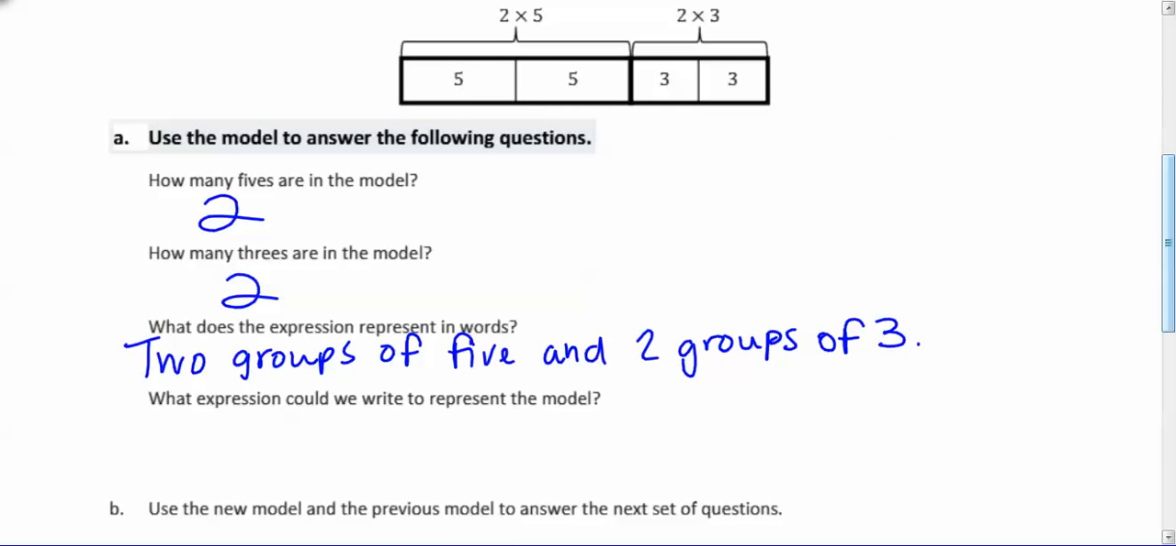What expression could we use to represent the model? So we talked about this before when we talked about how many groups of another number. What operation is that?